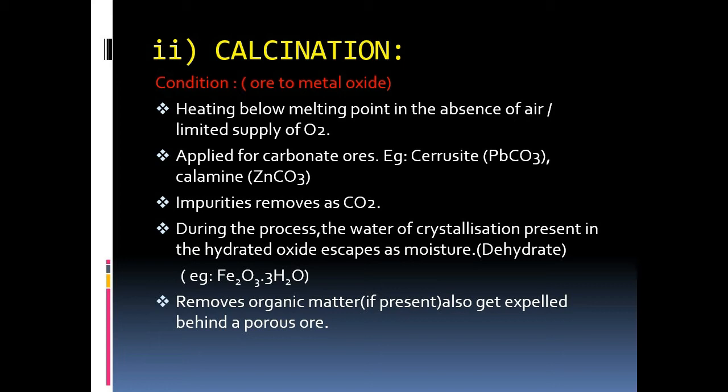So carbonate ores are what we use for calcination. So we are using carbonate. Then what impurity gets removed? It is removed as carbon dioxide.